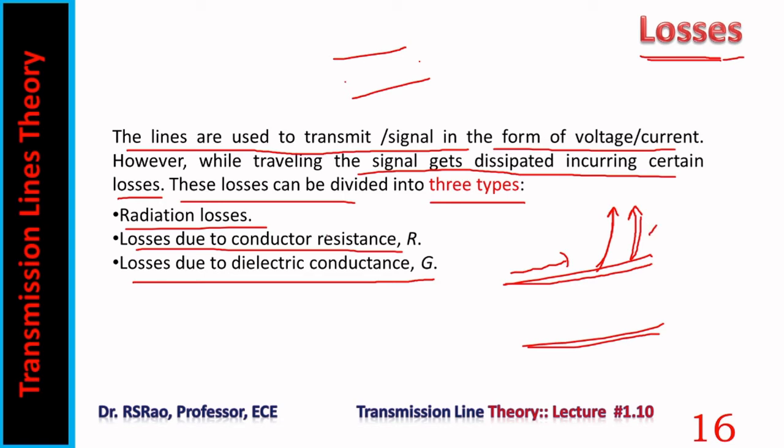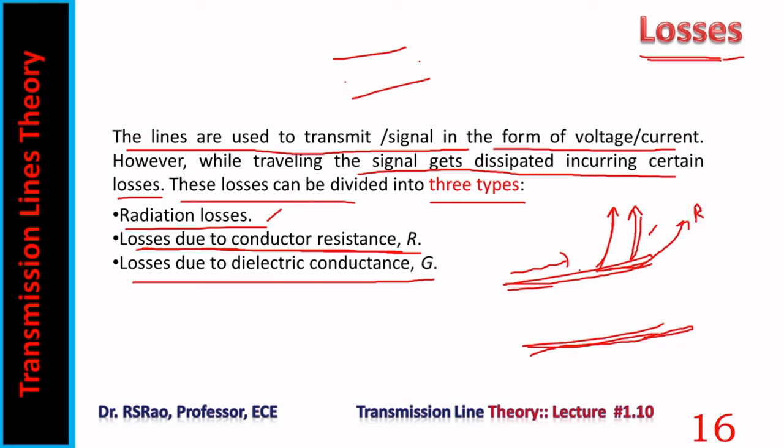Resultant losses are called radiation losses. Now, losses due to conductor resistance. These are conductors. The line consists of conductors. Usually the lines are made with good conductors, but not perfect conductors. Good conductors, however small it may be, have a certain amount of resistance. So these conductors have certain resistance.